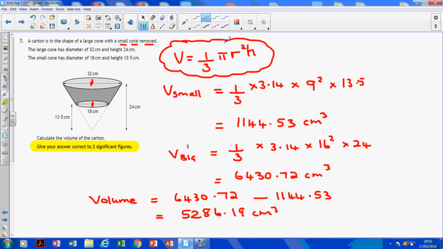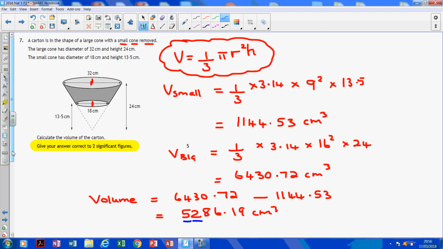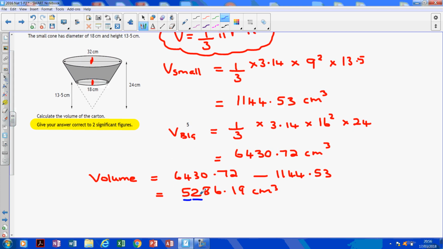So to get two significant figures, we will underline the first two numbers, the 5 and the 2. Now, when I look to see what this 2 is, that is hundreds. So really, I'm rounding that to the nearest 100. So when I round it to the nearest 100, I get 5,300 centimetres cubed.